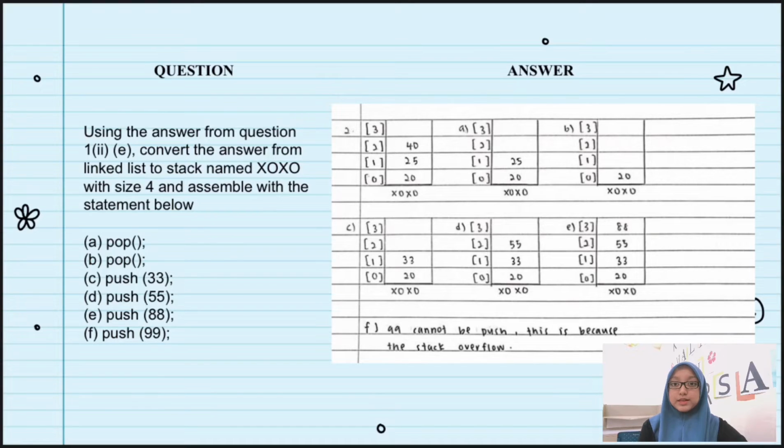After that, push 88. For point F, 99 cannot be pushed. This is because the stack is overflow. That's all for me. I will pass to the next presenter.